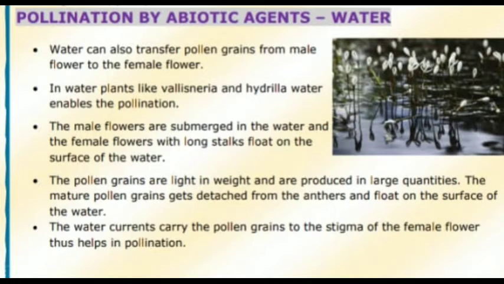The male flowers are submerged in the water and the female flowers with long stalks float on the surface of the water. The pollen grains are light in weight and are produced in large quantities. The matured pollen grains get detached. Detached means separated from the anthers and float on the surface of the water.